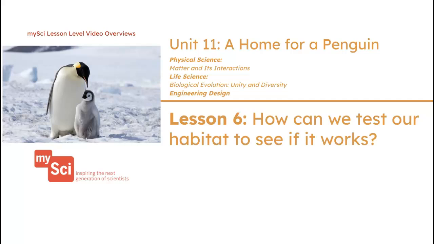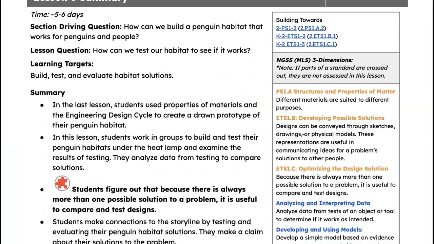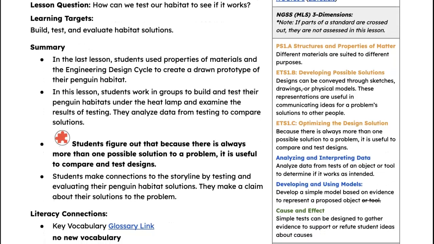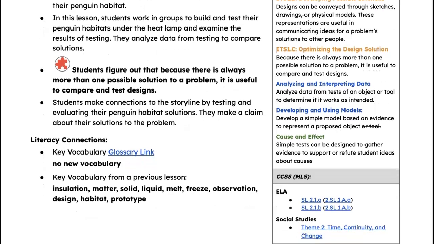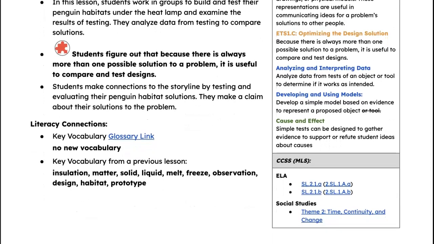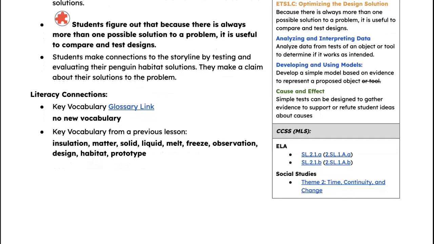They analyze data from testing to compare solutions. Students figure out that because there is always more than one possible solution to a problem, it is useful to compare and test designs. Students make connections to the storyline by testing and evaluating their penguin habitat solutions. They make a claim about their solutions to the problem. There are several opportunities for ELA and social studies cross-curricular connections throughout the lesson. You can look for specific standard connections in the Unit 11 Teacher Guide. This lesson will take approximately 5 to 6 days to complete.